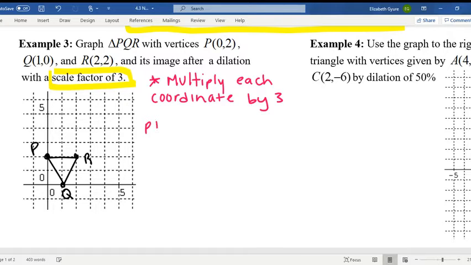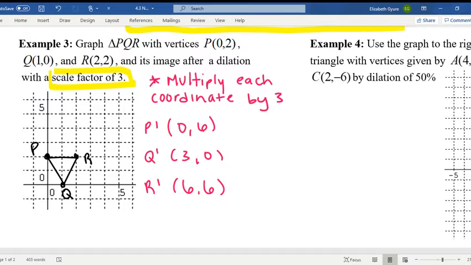So for P prime, we need P prime, Q prime, and R prime. We're just going to simply multiply it by 3. So if you have 0, 2, that's going to become 0, 6. If you had 1, 0, that's going to become 3, 0. And if you had 2, 2, multiply that by 3, you're going to get 6, 6. Does that kind of make sense, guys?